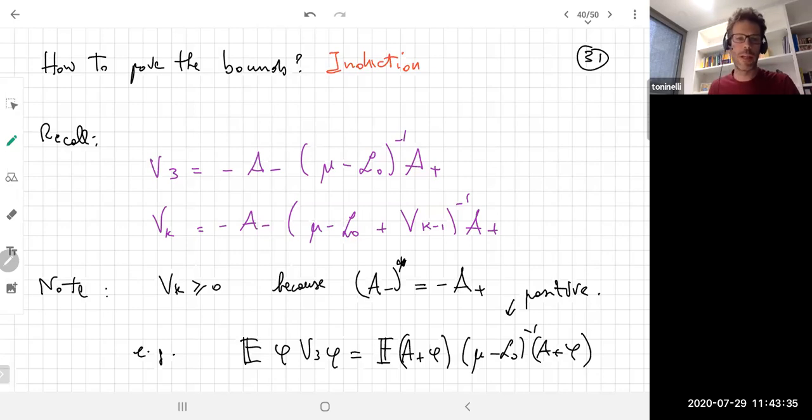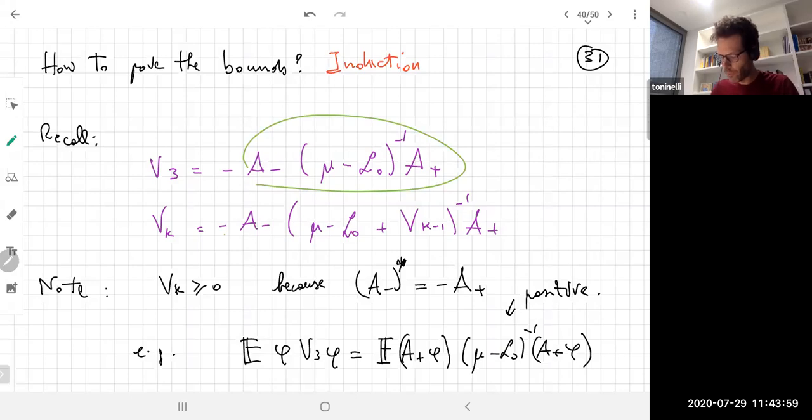So, of course, the natural way is to proceed by induction, since the operators themselves are defined inductively. So remember, V3 is defined explicitly, the first one. There is no V2. V3 is the first one, defined like that. And then V4 is defined by A minus, mu minus L0 plus V3 inverse, A plus, and so on.